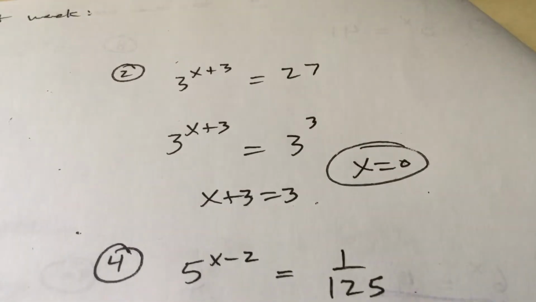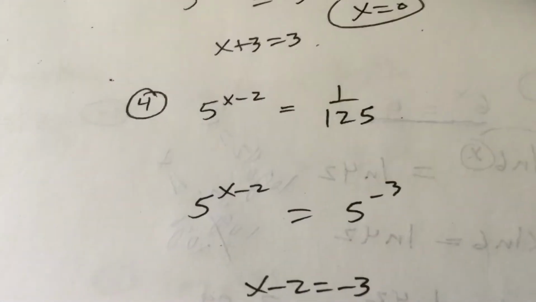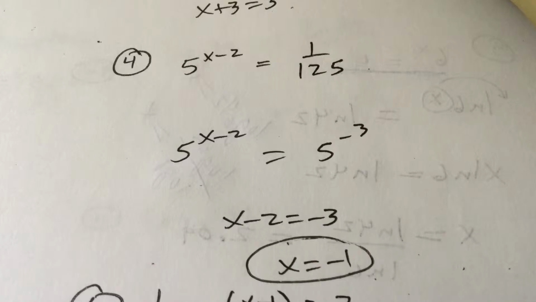All right, page 5 is a review. I did all the ones on the right side, getting them to be the same base makes it very easy. 27 is 3 to the third. 1 over 25 is 5 to the negative third. Get x minus 1.